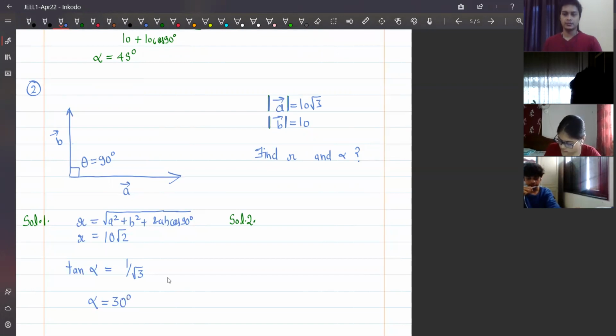Sir, R should be 20, right? Yes, sir. I also got 20. Okay, root over 400 you're getting. Yes, sir. Okay. So R should be 20 then. This is 10 root 3. If you square this, you will get 300.